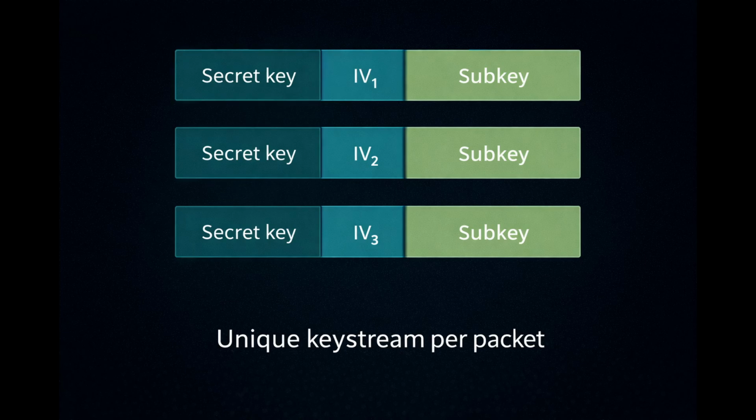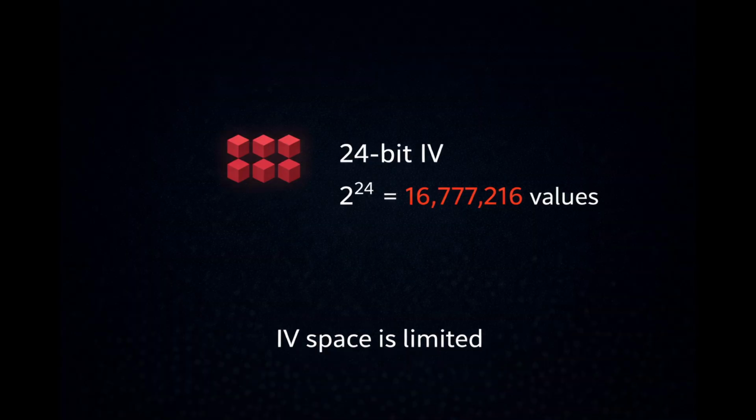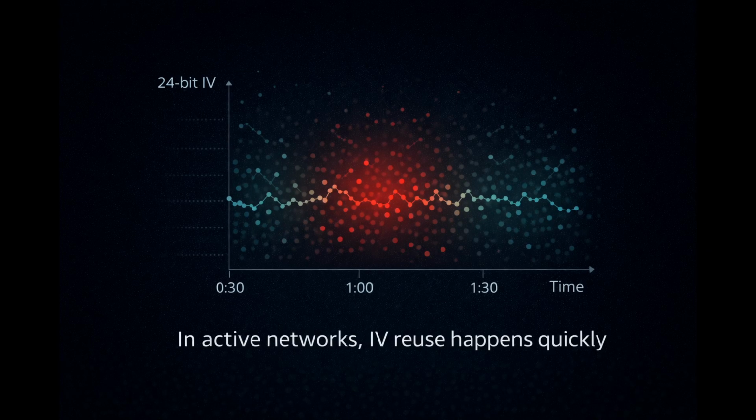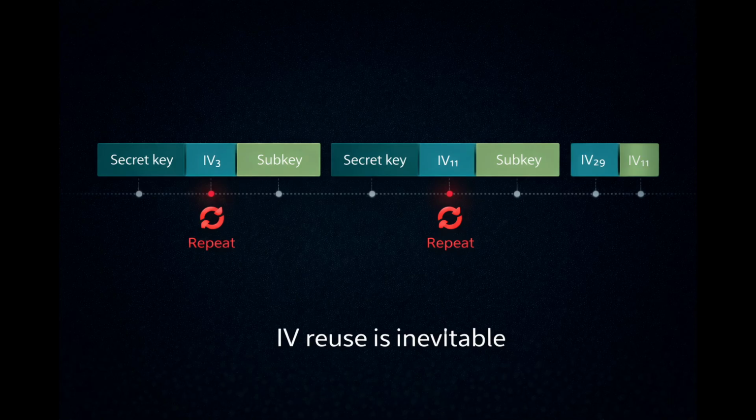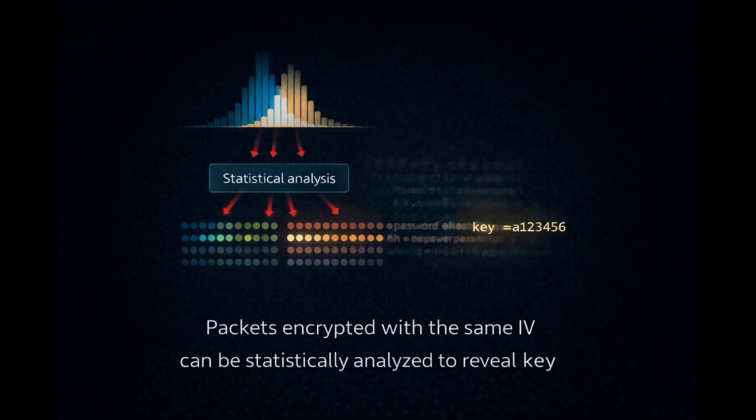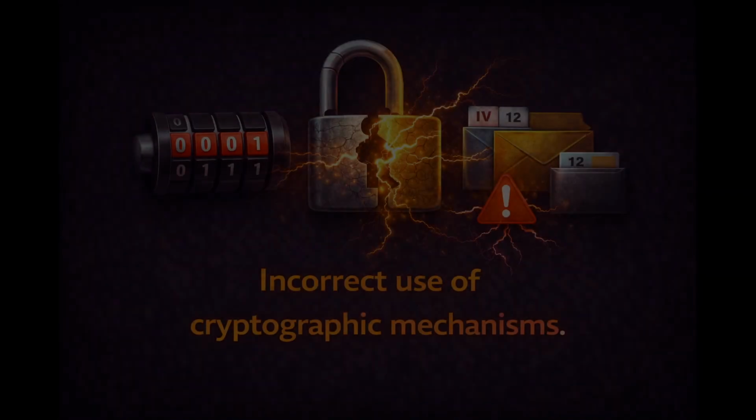In WEP, unique packet keys rely entirely on the IV. However, the IV is only 24 bits long. This results in a very small key space. In active wireless networks, the entire IV space can be exhausted within minutes. As traffic increases, IV reuse becomes inevitable. Once packets encrypted with the same IV appear, statistical attacks can be used to recover the secret key.